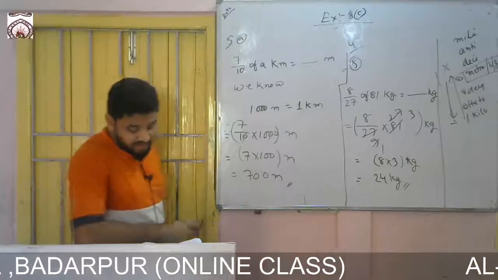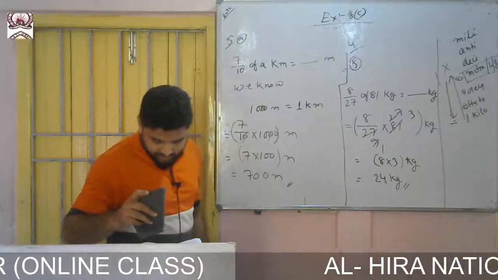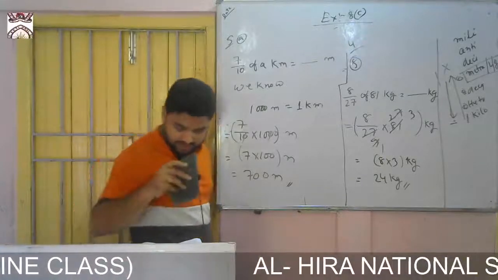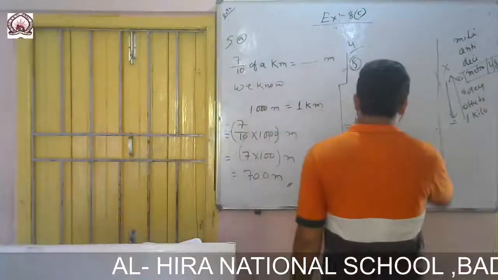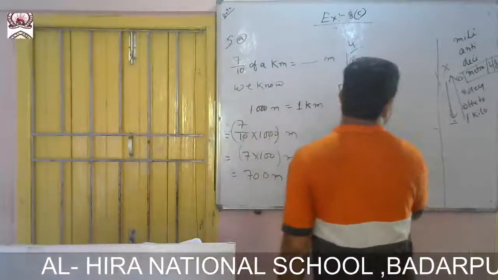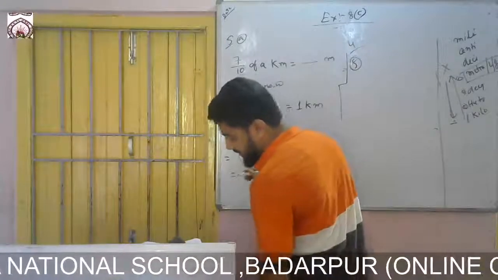Okay, question number C you see first. Question number B I shall solve. 3 by 16 of 80 kilometer.